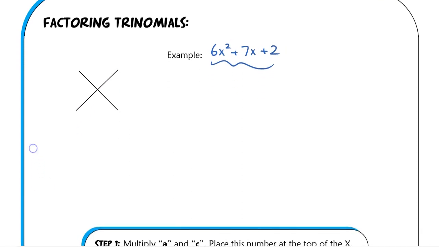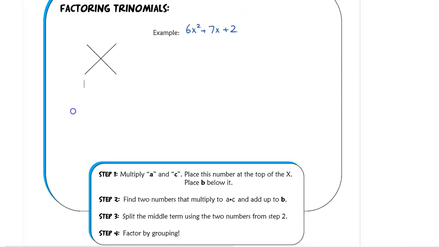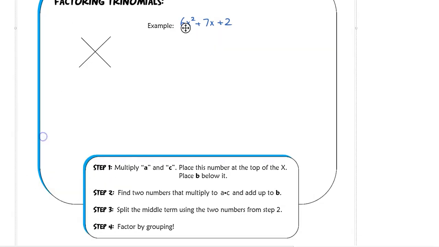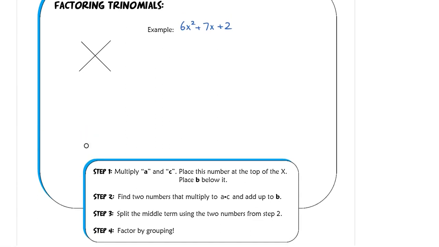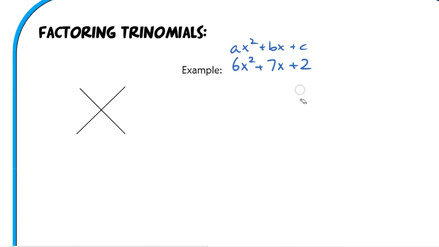So the first thing you're going to do, and I've got the steps all written down here below, but I'm going to kind of shrink this so you can see it a little bit easier. The first thing that you want to do is multiply. When I refer to a and c, that means the first digit, remember this was ax squared plus bx plus c. So the a value here is 6, and the c value here is 2. So I'm going to multiply 6 times 2. So again, the first thing you do in this situation is multiply the first number here you see and the last number. So I'm going to place 6 times 2, which is 12, on the top of my x, okay?